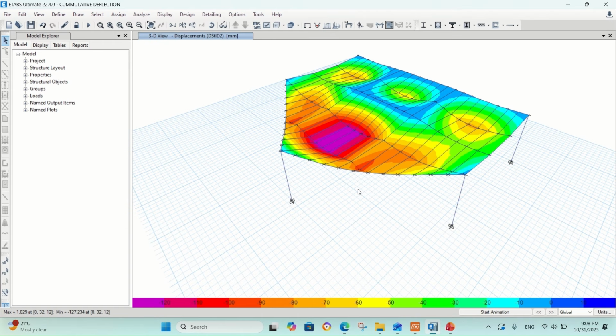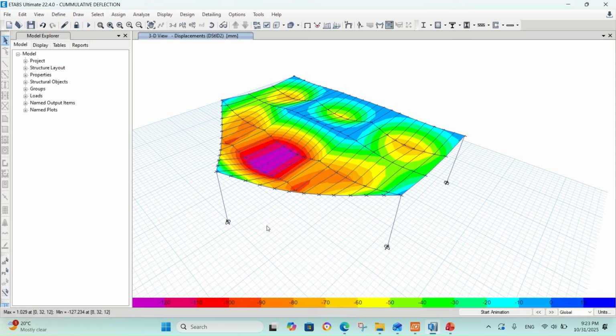Let us check the deflection here. It's around 124 millimeter. Here it's around 127 millimeter. So the deflection at this area is reaching 127 millimeter, which is excessive. This deflection value is a result of an accumulative deflection of several beams.